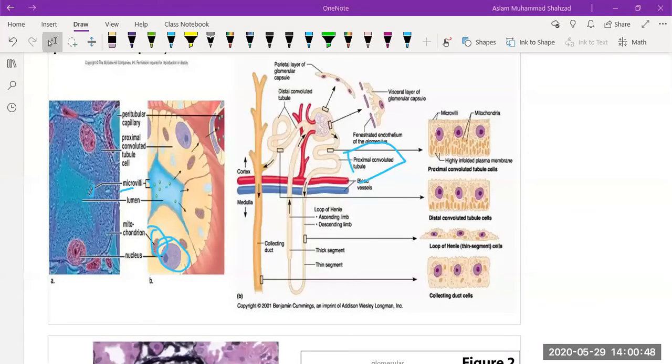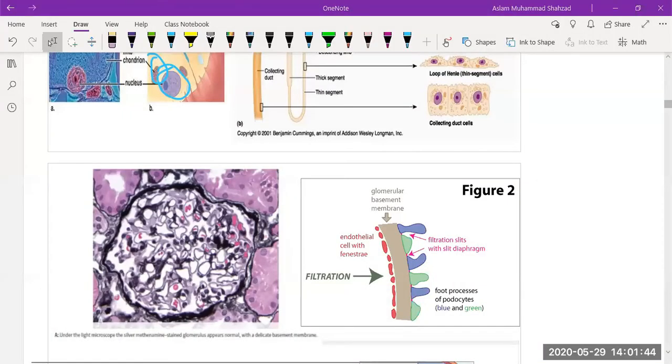What is the function of the proximal convoluted tubule? The main function of the proximal convoluted tubule is that it reabsorbs filtered glucose into the peritubular capillaries. The mechanism of glucose reabsorption is the main function. It is also responsible for reabsorption of 65% of filtered water, sodium chloride ions, and potassium ions. So the proximal convoluted tubules not only absorb glucose, but are also important for the absorption of sodium chloride ions and potassium ions. That is why this is very important.